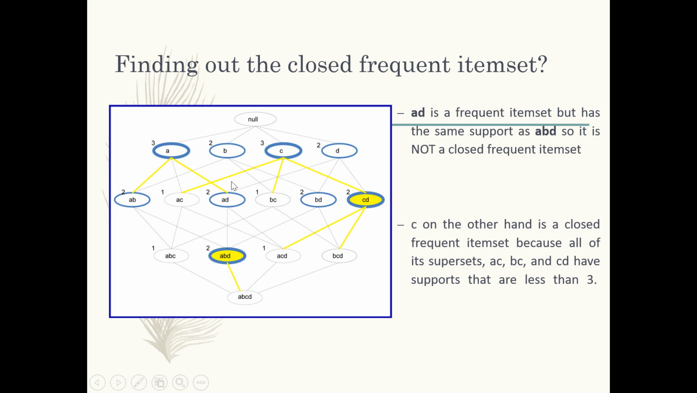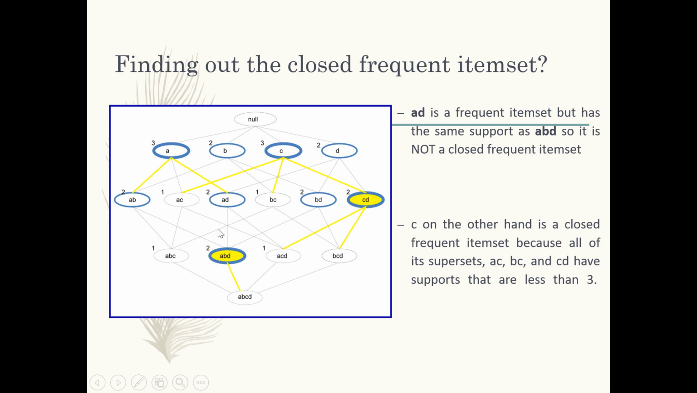Now which are the closed ones? On the top they have given the count. These numbers are your support count. Now look at AD. AD is a frequent item set, but we don't know whether it is closed or not. In order to check whether it is closed or not, we have to see the supersets. Superset means after adding higher sets. Higher means when you add more items to it. So more items means this one, and this is another. So these are the supersets of AD.